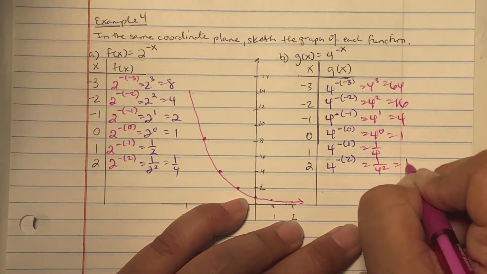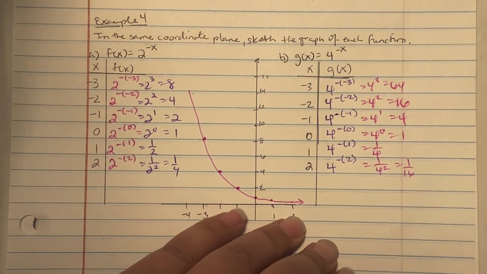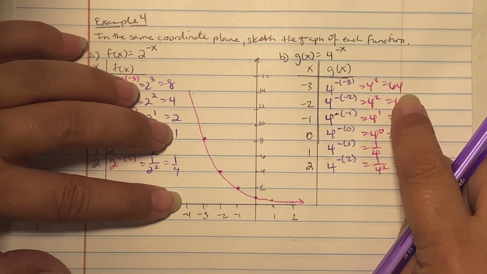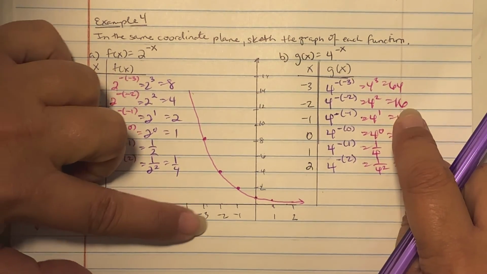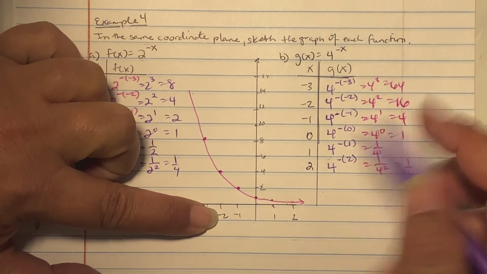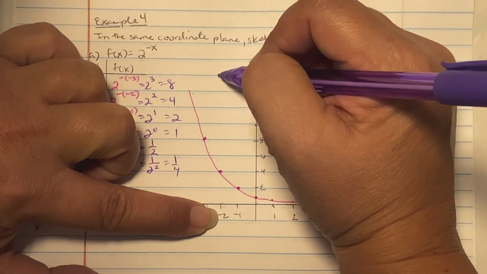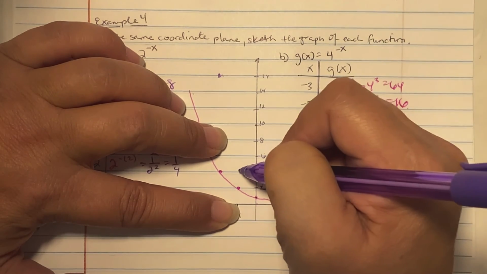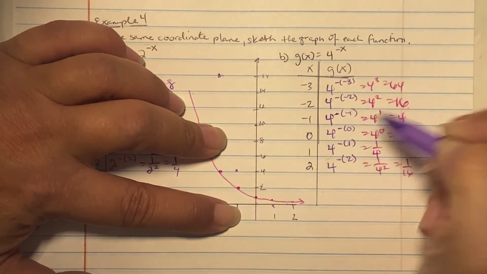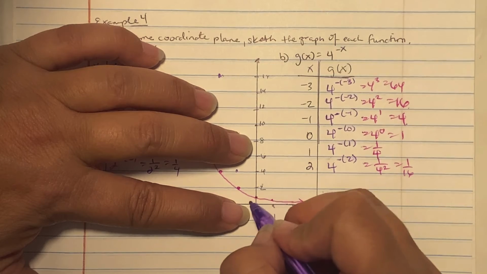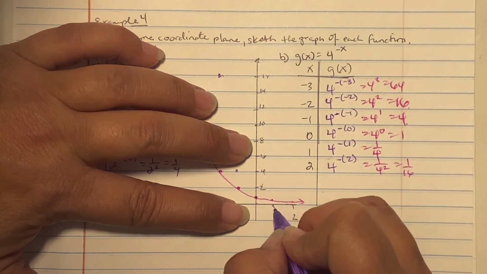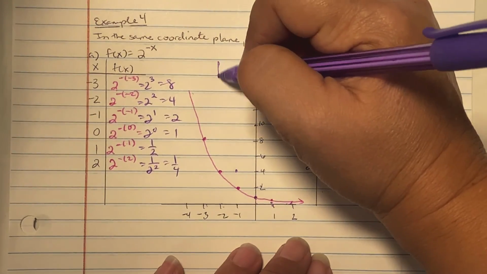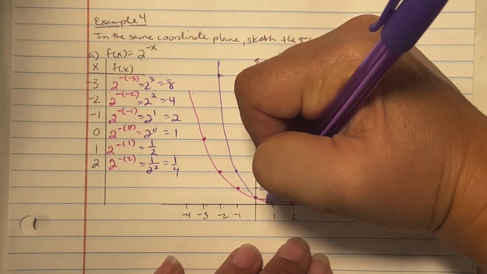So now we're going in the other direction. Obviously the 64 would be too high to plot. So we're going to start with the -2 at 16. Then when it's -1, we're at 4. When it's 0, we're at the 1 mark again. And then we're going to hit 1/4 and then 1/16. So it's coming down, approaching the x-axis.